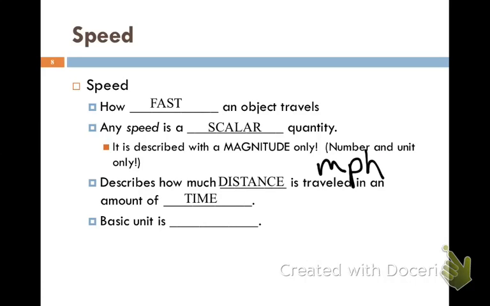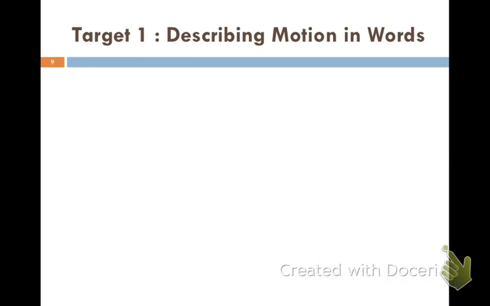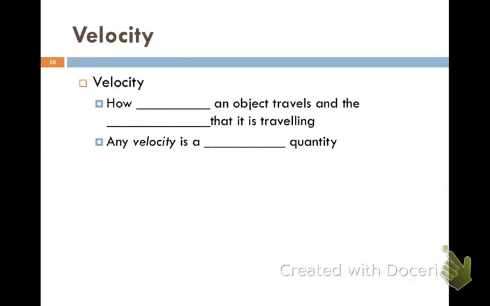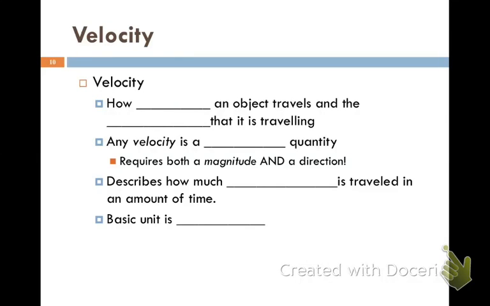Although what we are going to be using most of the time is the meter, so our basic unit is going to be meters per second. And just skipping ahead, we've already gone over this. So velocity. So velocity is somewhat similar to speed, but they are different in very important ways. So velocity is how fast an object travels and the direction that it is traveling. Any velocity is a vector quantity because it includes both magnitude and direction. Velocity describes how much displacement is traveled in an amount of time, and its basic unit is the meter per second. So similar to speed there.